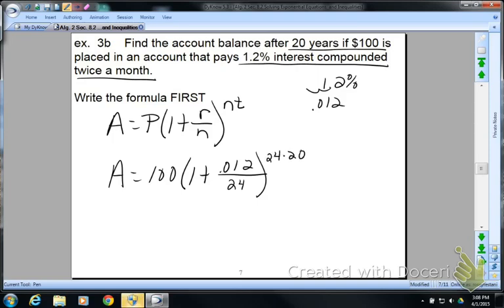Okay, put this in your calculator. So you get $127.12. Is that a good interest rate? No. It's $100. What's wrong with this problem?